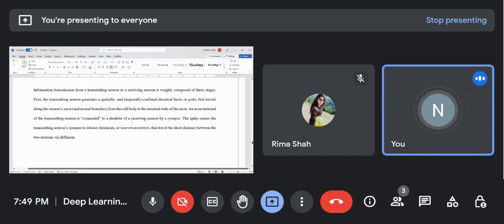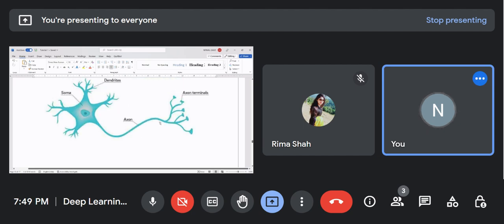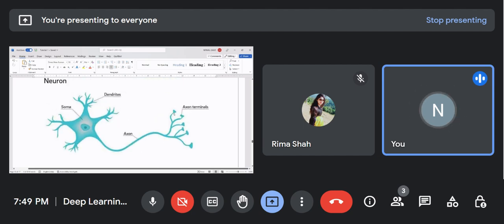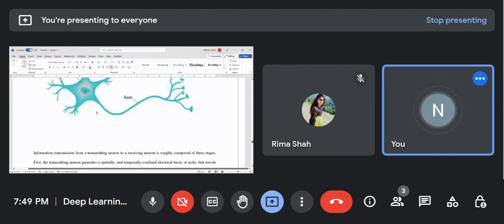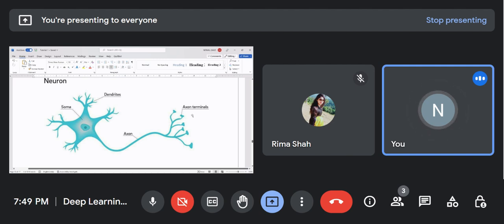Okay, this axon of the transmitting neuron is connected to a dendrite of the receiving neuron by a synapse. So here what happens is, as already told, the axon terminal of the transmitting neuron. So here is the axon terminal. For example, let us consider this is a transmitting neuron.